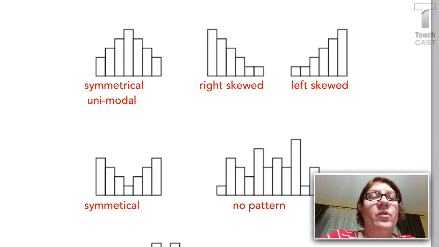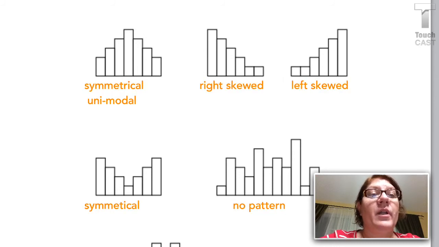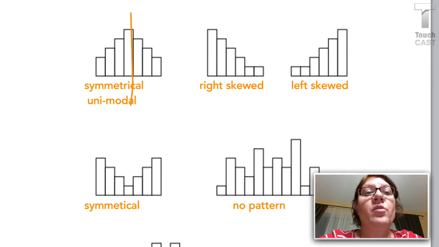So some other ways to describe our graphs are in terms of its symmetry or its skewness. So this first one is definitely symmetrical because I could fold it in half and things would line up left with the right. So if I imagined that fold line, and of course the left and right would be on top of each other. Also unimodal, meaning it has one mode or one highest peak.